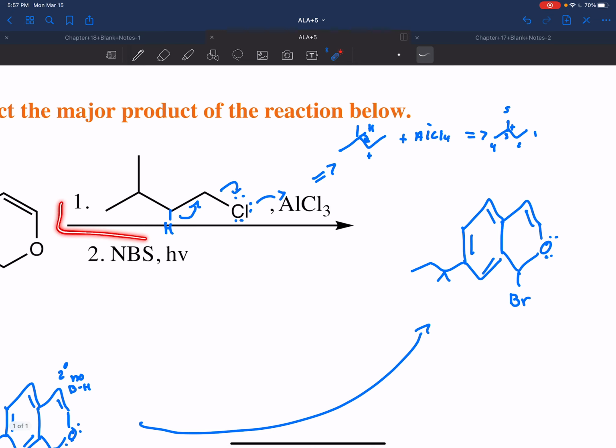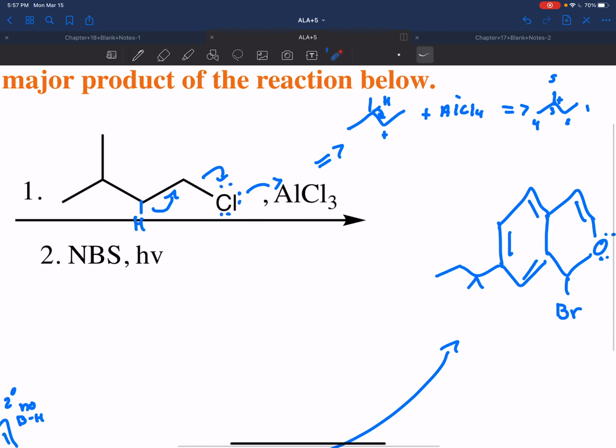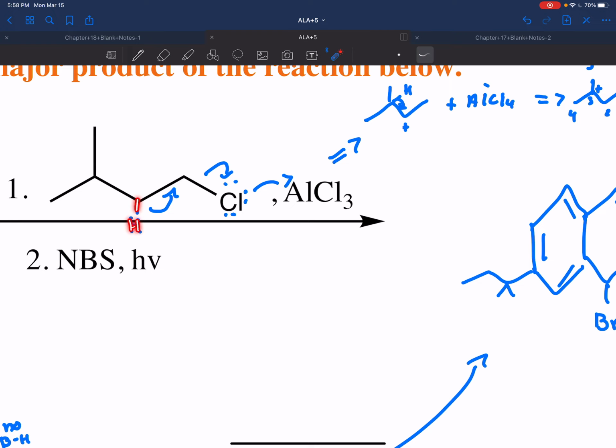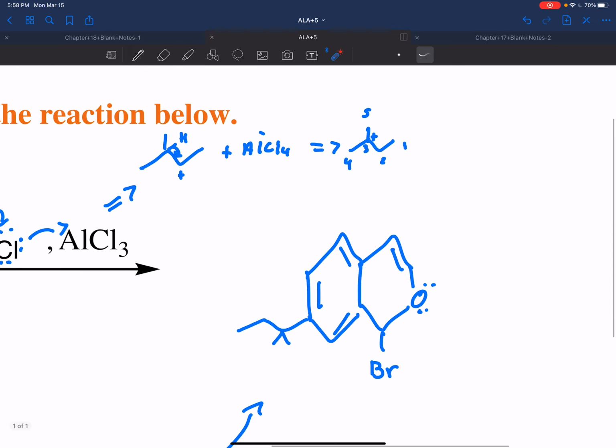I forgot the name of this reaction, but I do know the mechanism. So I have a hydrogen over here. This hydrogen will be moved over here to this carbon, breaking this carbon-chlorine bond, and this chlorine will use one of its lone pairs to attach itself to aluminum trichloride. The products are aluminum tetrachloride and this carbocation.